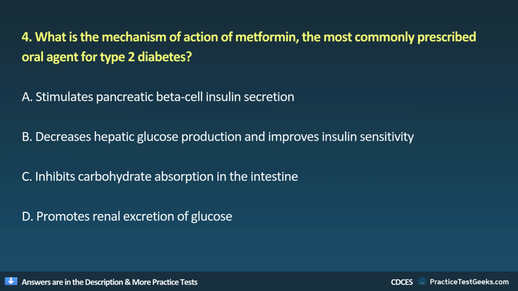4. What is the mechanism of action of metformin, the most commonly prescribed oral agent for type 2 diabetes? A. Stimulates pancreatic beta cell insulin secretion. B. Decreases hepatic glucose production and improves insulin sensitivity. C. Inhibits carbohydrate absorption in the intestine. D. Promotes renal excretion of glucose.